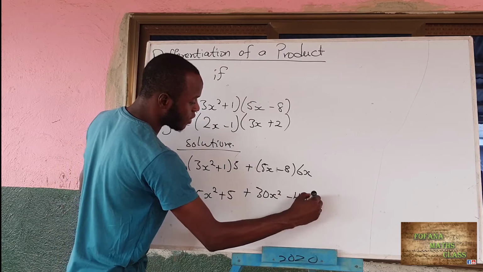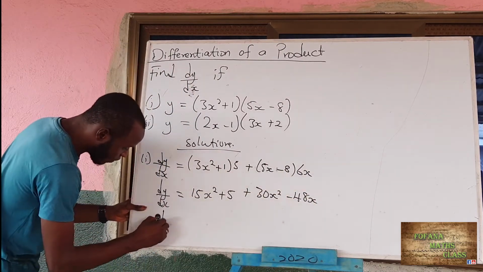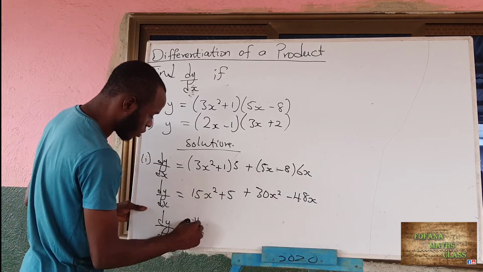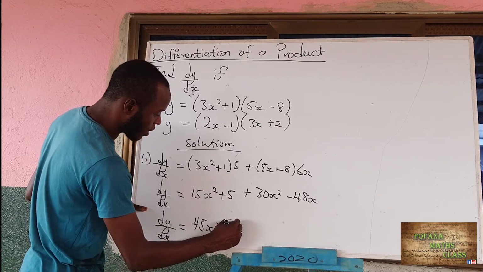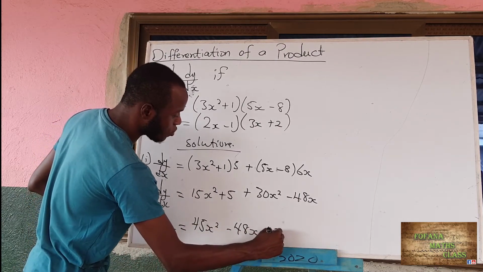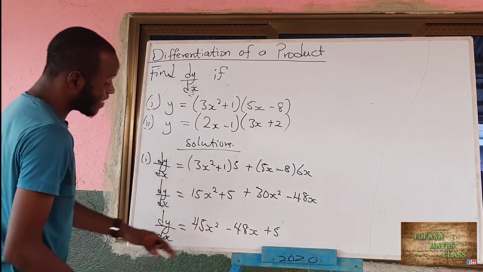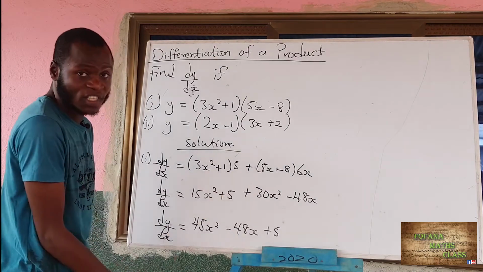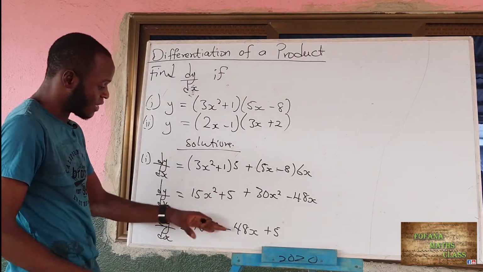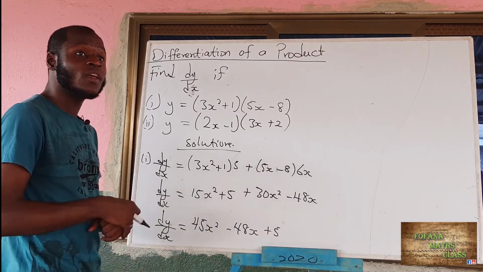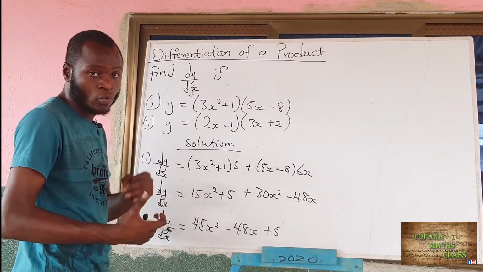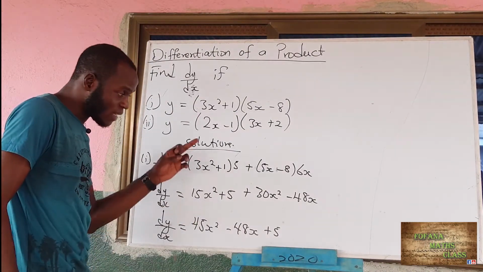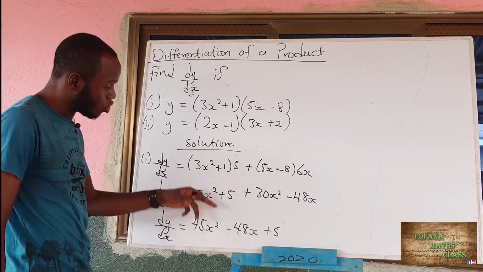Now when you simplify them, dy/dx will be equal to 15x squared here, and we have 30x squared here, so we have 45x squared minus 48x, then plus 5. So you see, we've obtained the same result that we obtained when we used the formula to solve it. This is just 1, 2, 3 steps instead of going about 6, 7 steps to get the answer. So if you are using the product rule and time is against you, you can use this simple way to solve it, not in theory but in objectives, because when you use this in theory, you will lose marks.